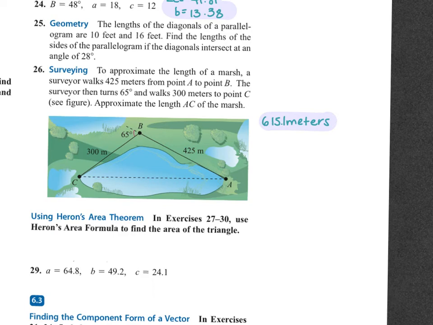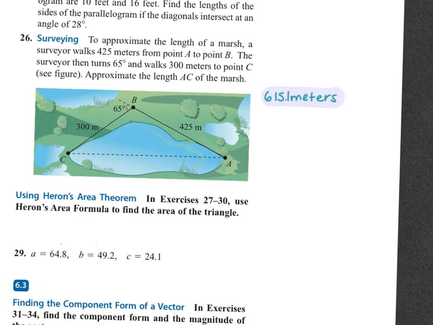Okay, so 26 says to approximate the length of a marsh, a surveyor walks 425 meters from point A to point B. The surveyor then turns 65 degrees and walks 300 meters to point C. Approximate the length AC of the marsh. So if you look at the picture that's there, here's your 425, right? So he starts here, he walks 425 this way, then he turns 65 degrees, which is where that angle is, and then he walks 300 meters.